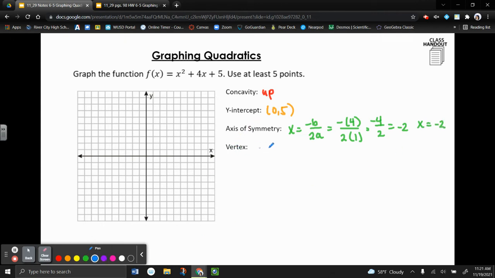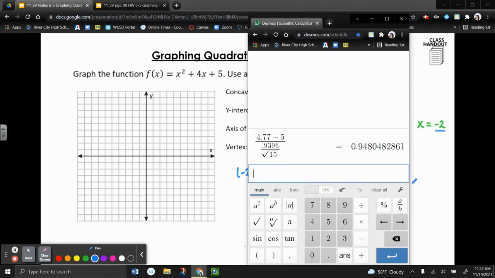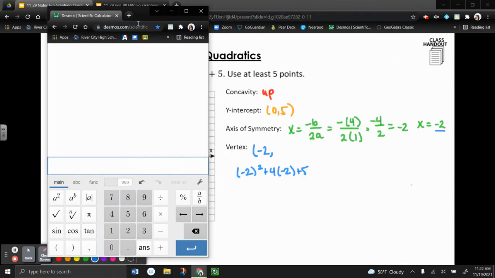And then lastly, my vertex, well, I know my vertex is going to be negative 2 comma something. And then to get the y coordinate, we're going to plug in negative 2 for x. So negative 2 squared plus 4 times negative 2 plus 5. So the y value of my vertex is equal to 1.